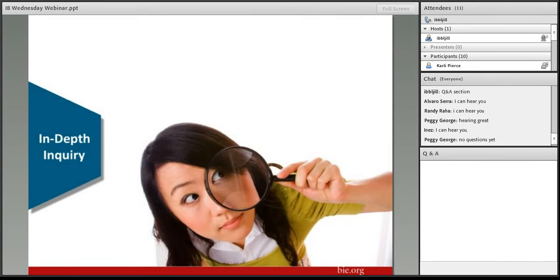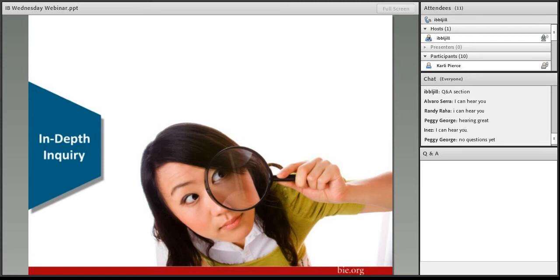Our next essential element is in-depth inquiry. We know that in-depth inquiry is the collaborative process of connecting to and reaching beyond students' current understandings to explore real-world and significant issues that are not only relevant to the real world, but relevant to our students. Inquiry is a stance that combines uncertainty and invitation.